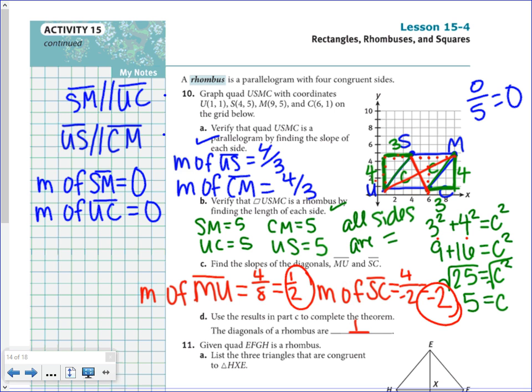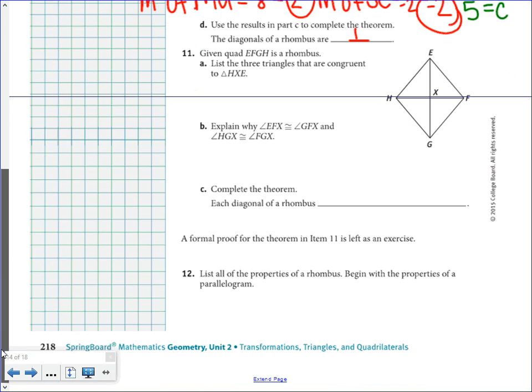All right, so now let's look at this rhombus that they give us. They tell us that we have this quadrilateral and it is a rhombus, and we want to list 3 triangles that are congruent to triangle HXE. So that's the top left triangle. X has 4 right angles that are about it. All of these angles in the middle are right angles because the diagonals are perpendicular. That's what we just said.